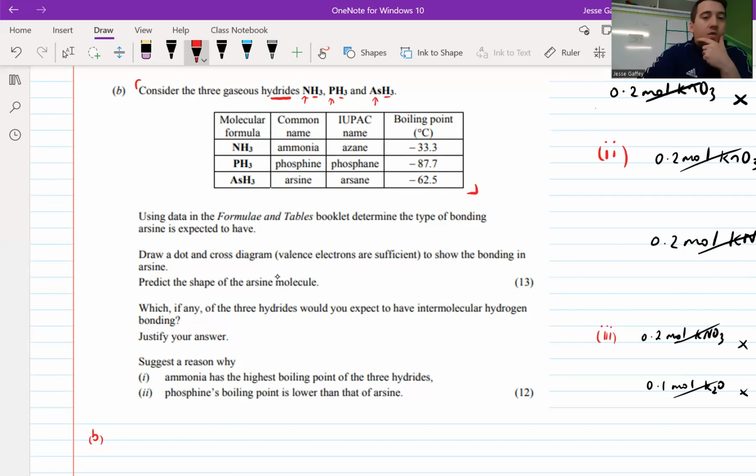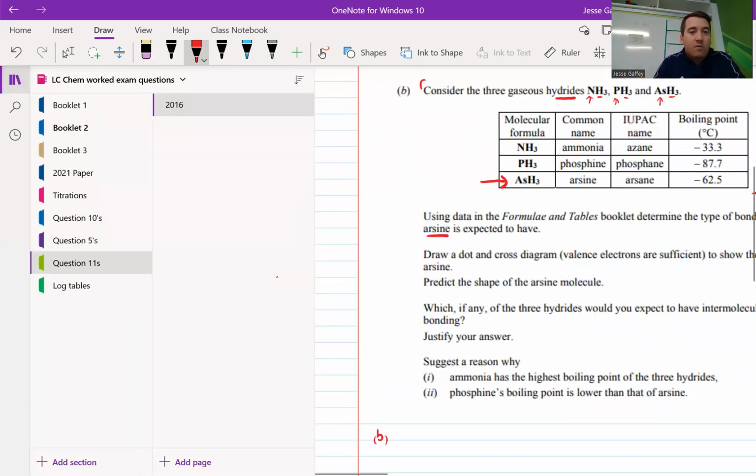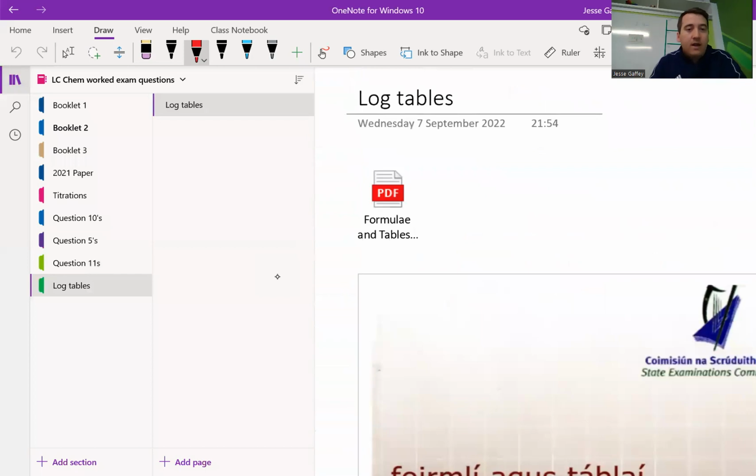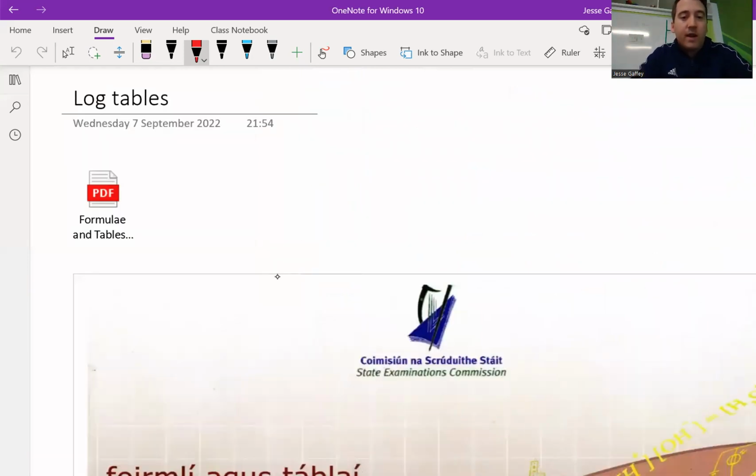So I'm going to show you the tables here, and remember which one we're looking for. It says the bonding in arsine, so that's this one here, the bottom one, arsenic with hydrogens. So you've got 3 As-H bonds. So As-H is the bond, and there's 3 of them, so they're all the same. So what type of bond is that basically? All right, so I'm going to throw up the log table for you, and we're going to show you the page you need.